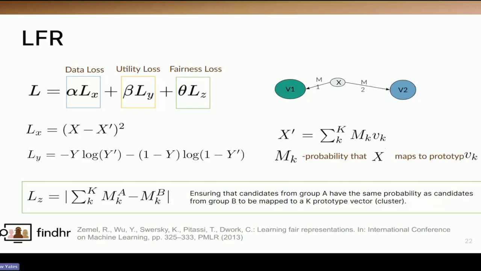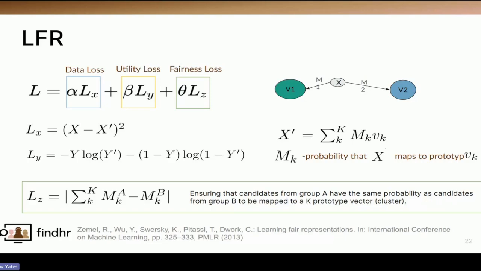So every user is a combination. This is a weighted average of the different clusters that exist. So we take those clusters and we put them together with one weight per cluster in order to create a new representation X prime of that user. So this is that mapping to prototype vectors I talked about.